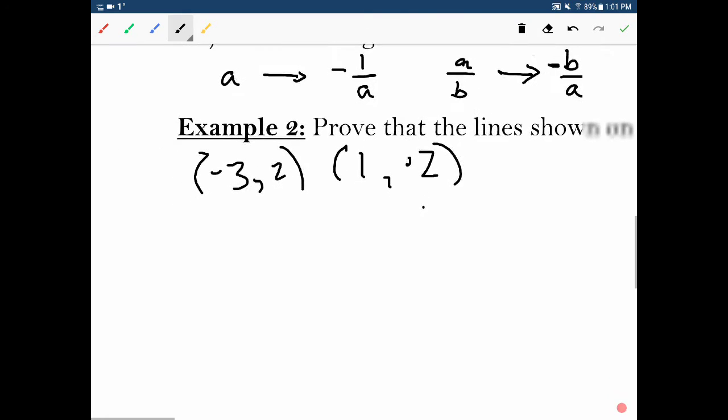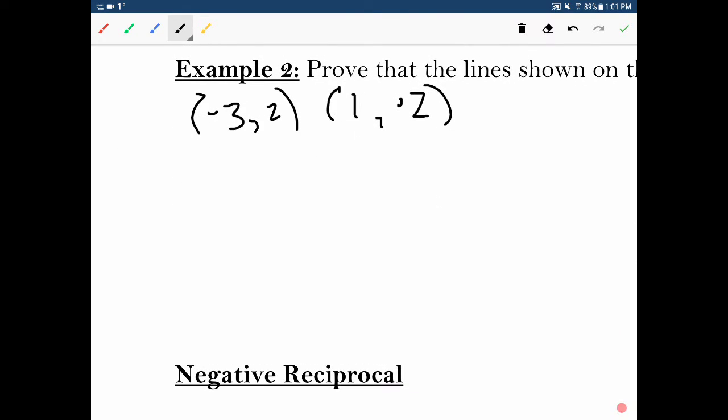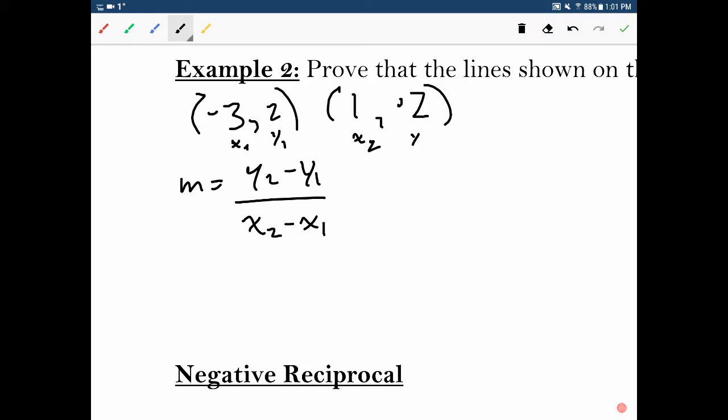All right, so here we go. We're going to find the slope. And to do this, we can use our slope formula, which was y2 minus y1 over x2 minus x1. So we'll go through and we'll label this x, y, x, y. This is point 1, and this is point 2. And then we just go through and use our formula.